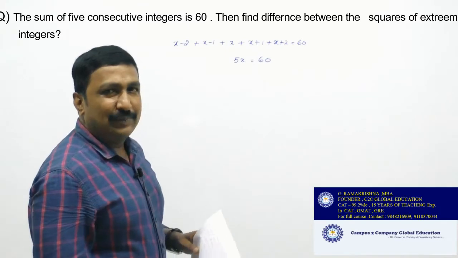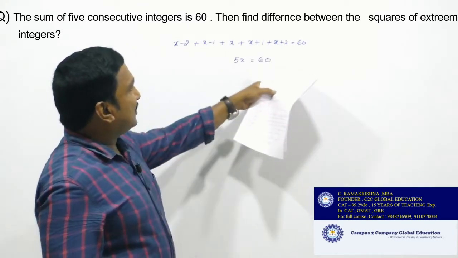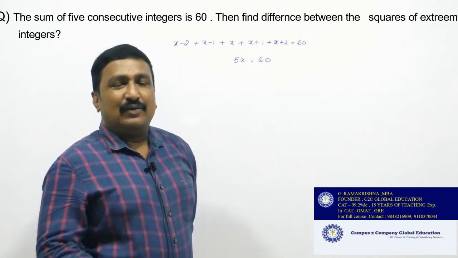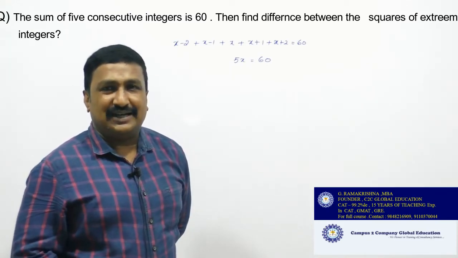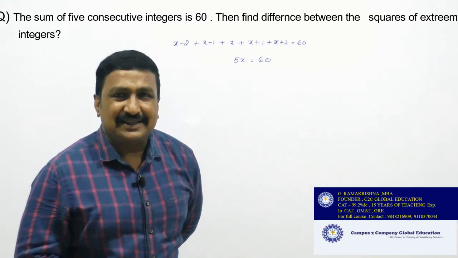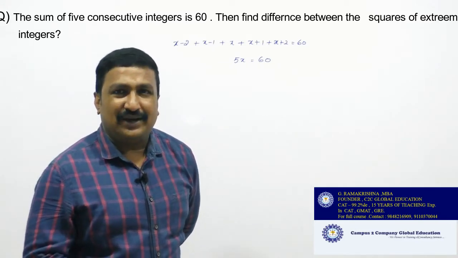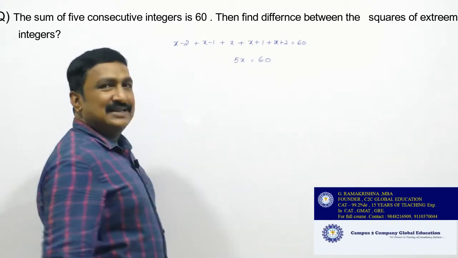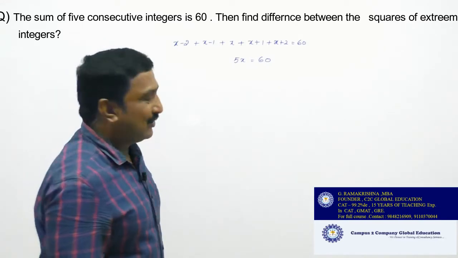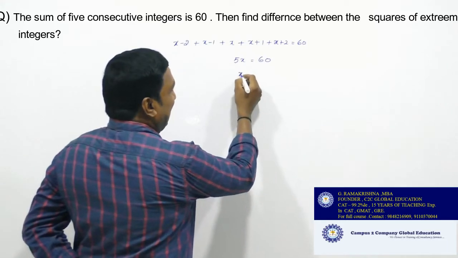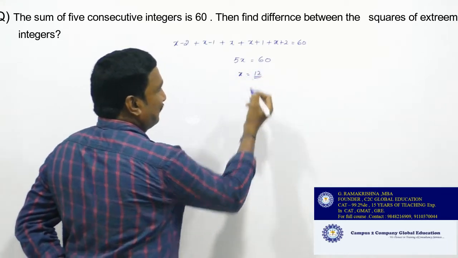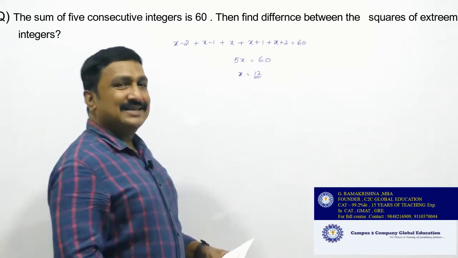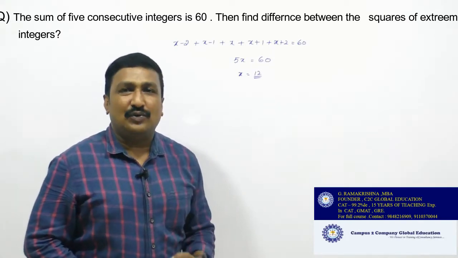I have cancelled minus 2 plus 2, minus 1 plus 1, and already I told in the basics class, whenever they say sum of 3 conjugate integers, we can write 3x. Sum of 5 conjugate integers, we can write directly 5x. So here sum of 5 conjugate integers is 60, so 5x is equal to 60. We can say x is equal to 12.